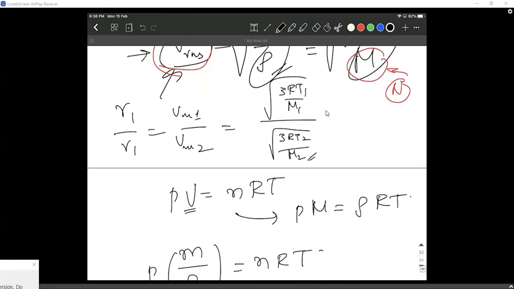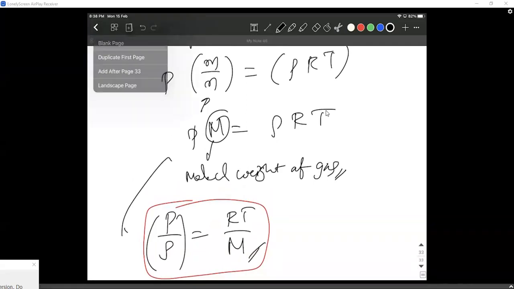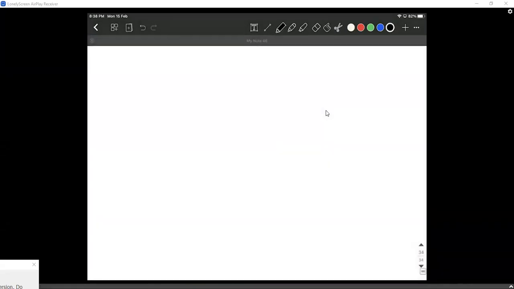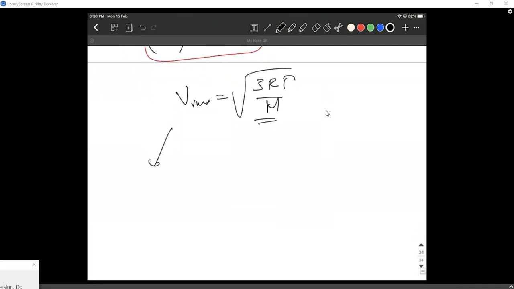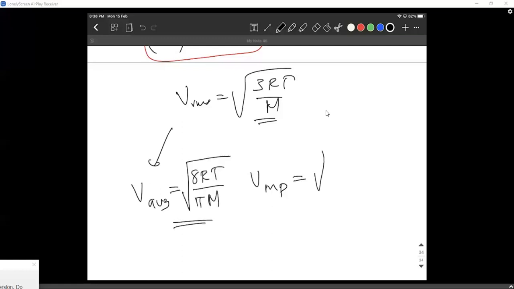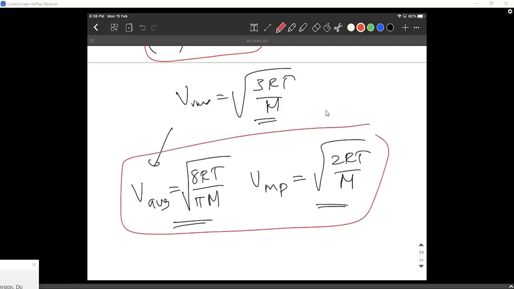Now, just another idea: there are additional values, not just VRMS. VRMS is always root over 3RT by M, or root over 3P by rho. There are two additional values, which are V average and V most probable. These two values are statistically derived. You don't have that level of mathematics, but you just have the formulas. V average is given as root over 8RT by pi M, and V most probable is given as root over 2RT by M, as far as I remember. Just for the problem's sake, remember the formulas, that's all.